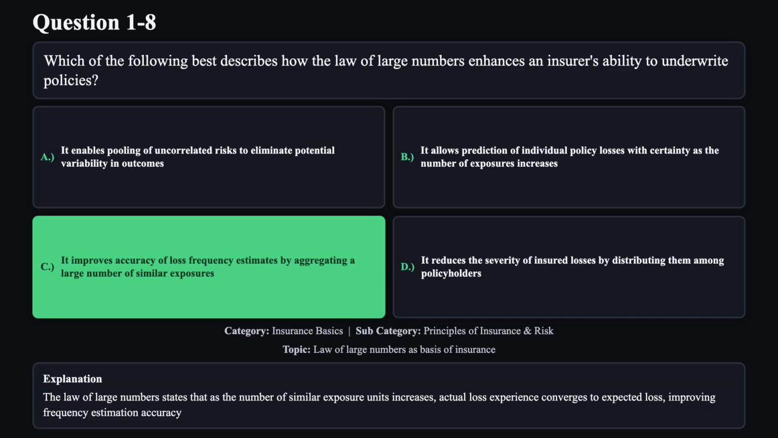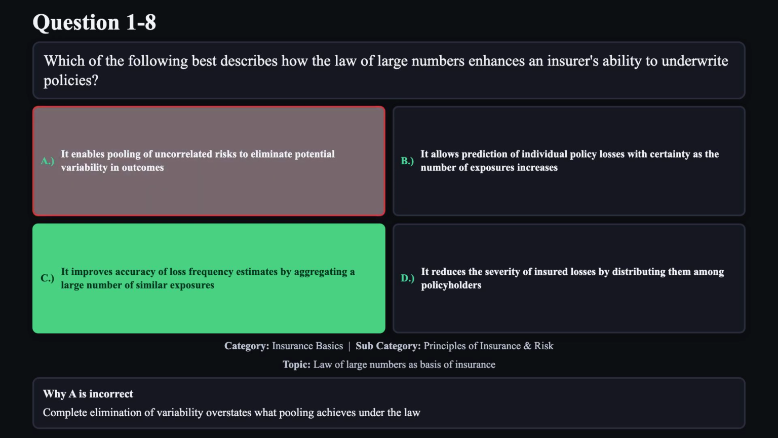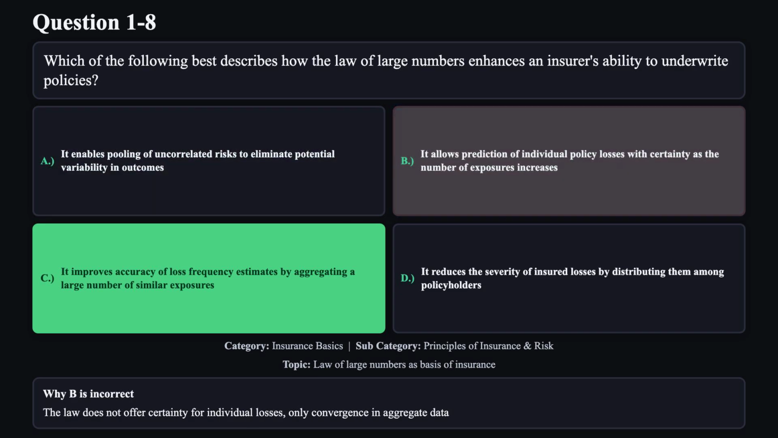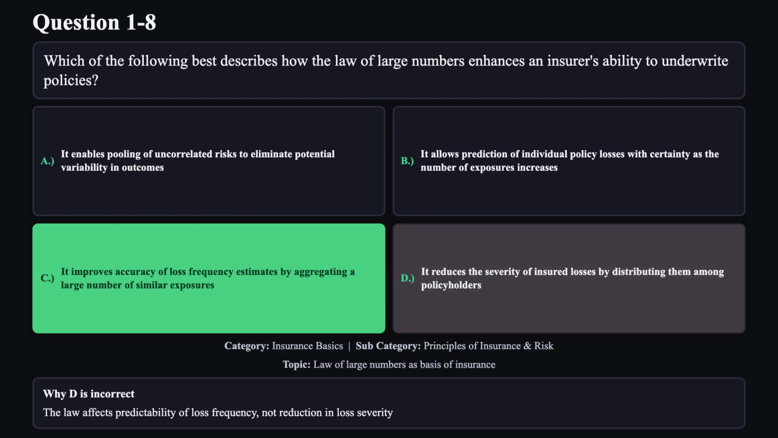The law of large numbers states that as the number of similar exposure units increases, actual loss experience converges to expected loss, improving frequency estimation accuracy. Reason A is not correct. Complete elimination of variability overstates what pooling achieves under the law. Reason B is not correct. The law does not offer certainty for individual losses, only convergence in aggregate data. Reason D is not correct. The law affects predictability of loss frequency, not reduction in loss severity.